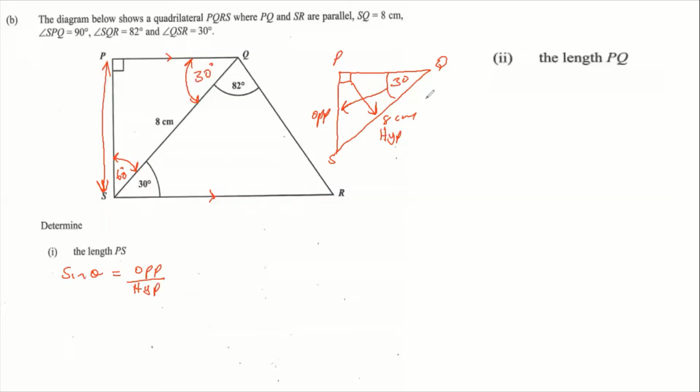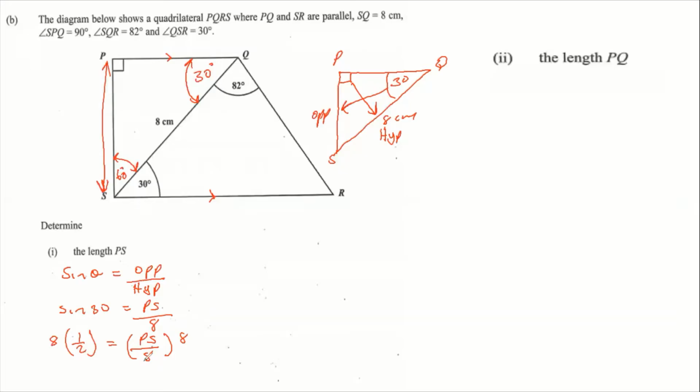Right? So what is theta in this case? We're using 30, so that's going to be sine of 30 degrees is equal to the opposite length, which is PS. That's what they asked us to find, over 8. And what is sine of 30? Sine of 30 is just a half. So this thing is just a half, which is equal to PS over 8. And how can we find PS? By just multiplying both sides by 8.